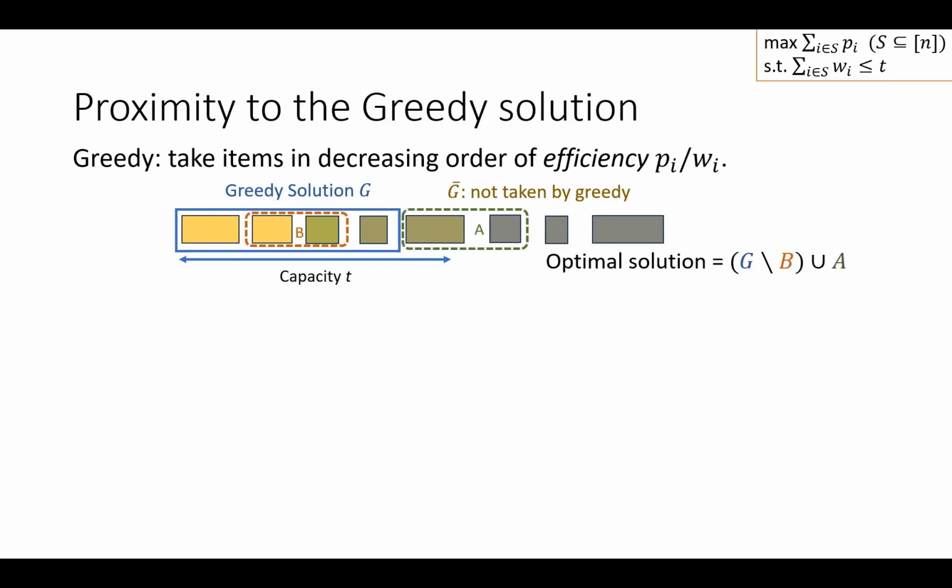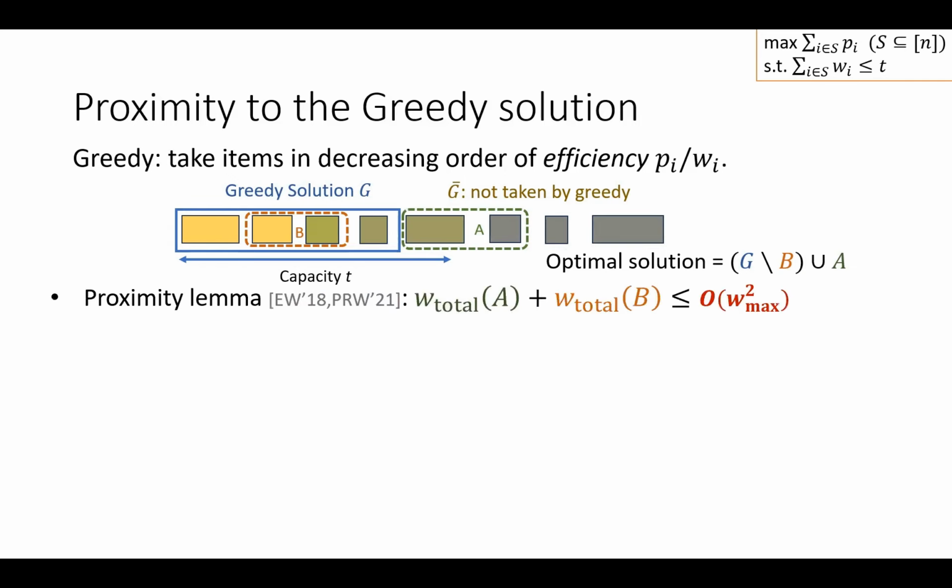In general, this greedy solution may not be the optimal one, but we can look at the difference between the optimal solution and the greedy solution and see how close they are. Let's write the optimal solution as G minus B union A, which means we remove the items in B and add back the items in A. Then the proximity lemma from the previous work says that the total weight of the items that we add and the total weight of the items that we remove should be bounded by order Wmax squared.